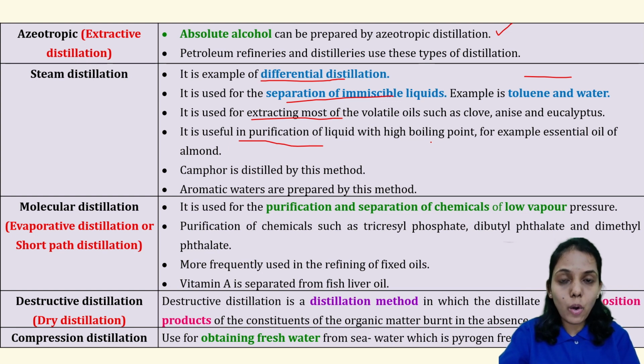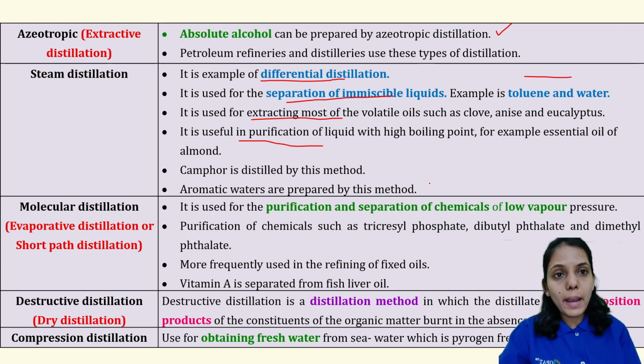For example, essential oil of almond. Camphor is distilled by this method. Remember camphor is distilled by this method. Aromatic waters are also prepared by this method.